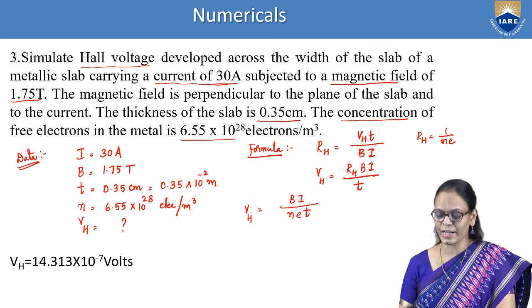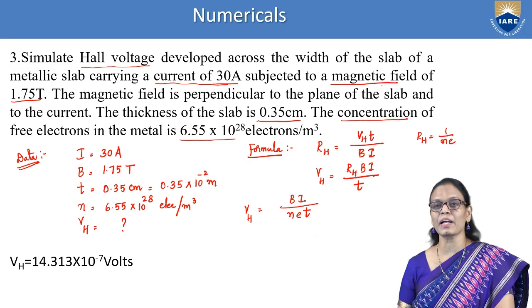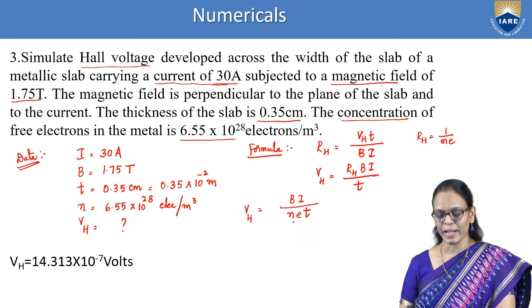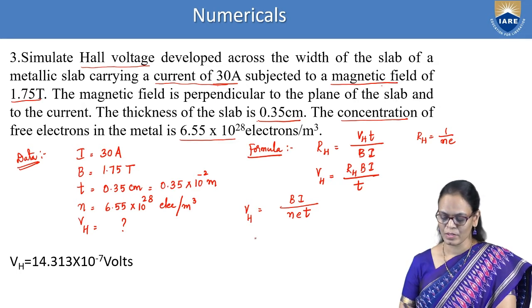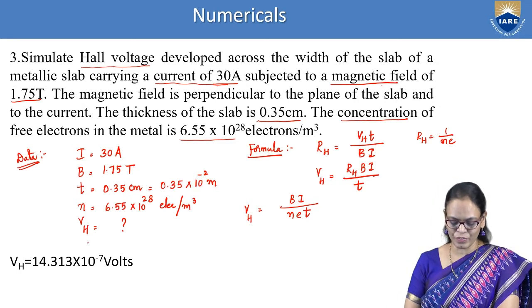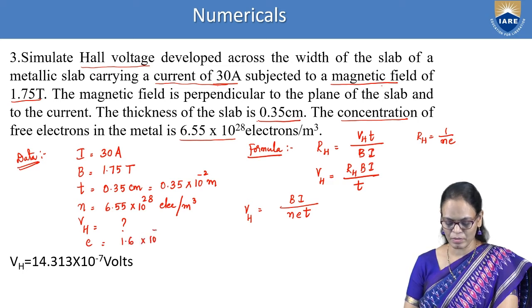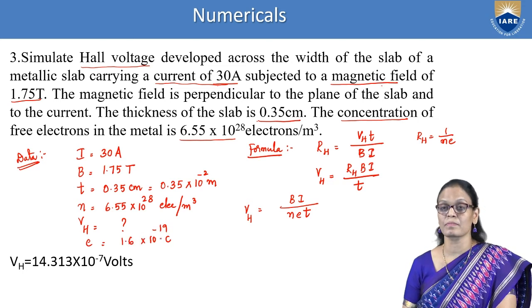Since the value of RH is not given, we are given the concentration. We are writing it as BI upon NET. So again, we will write the value of E here. E is 1.6 into 10 power minus 19 coulombs.